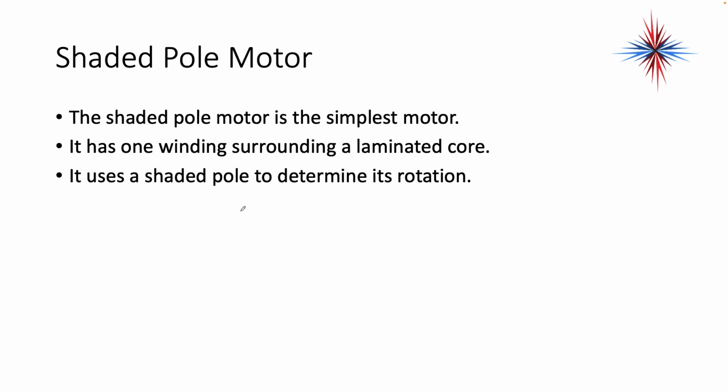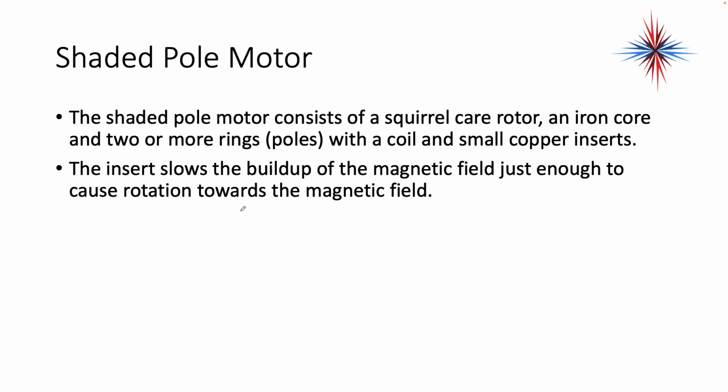The shaded pole motor is the simplest motor. It's the lowest cost one as well, and you'll find it in most room fans and such. It has one winding surrounding a laminated core. It uses a shaded pole to determine its rotation. The shaded pole motor consists of a squirrel cage rotor, an iron core, and two or more ring poles with a coil and small copper inserts.